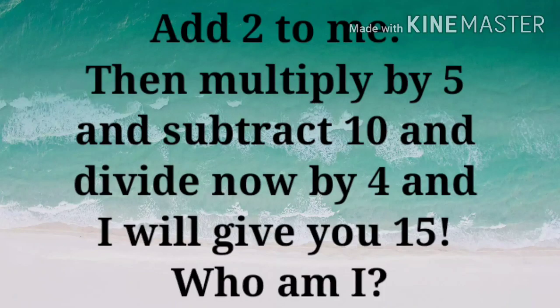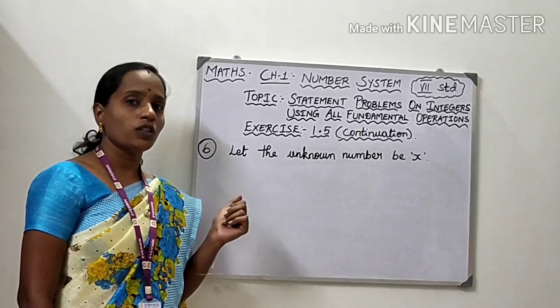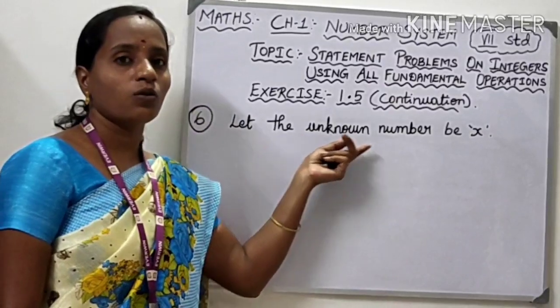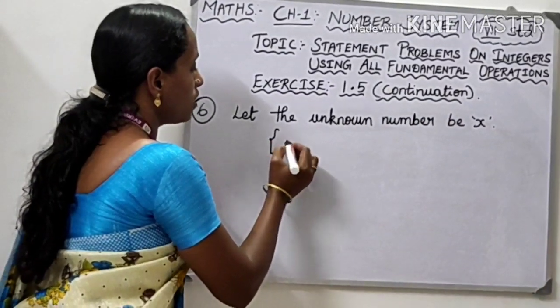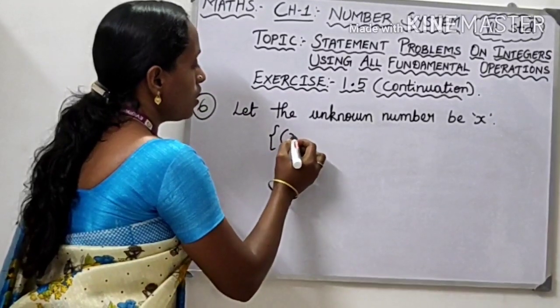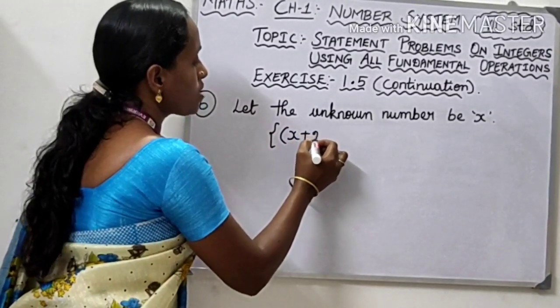Add 2 to me, then multiply by 5 and subtract 10 and divide now by 4 and I will give you 15. Who am I? So according to our question, we have taken here let the unknown number be x. So our equation we are going to write now. First add 2 to me. So you can write x plus 2.